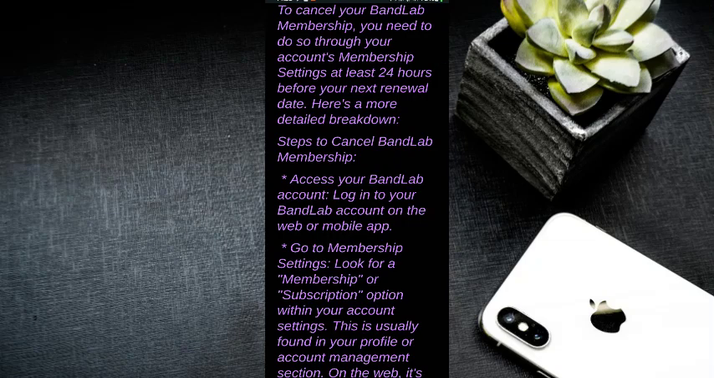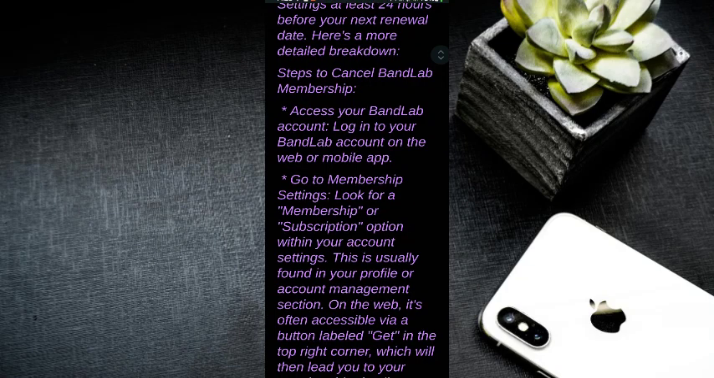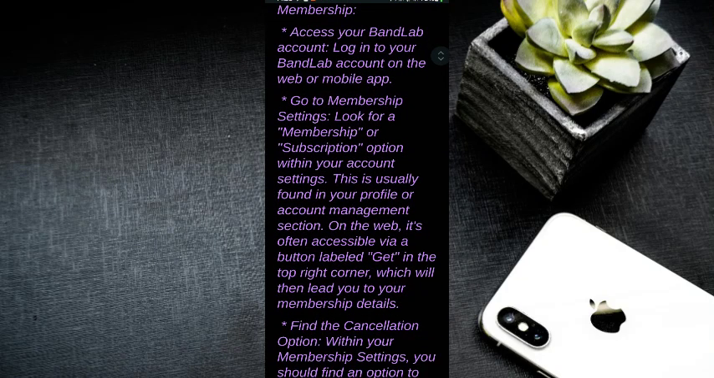Step 1. Access your Bandlab account on the web or mobile app. Next, look for a membership or subscription option within your account settings. This is usually found in your profile or account management section. On the web, it is often accessible via a button labeled Get in the top right corner, which will then lead you to your membership details.